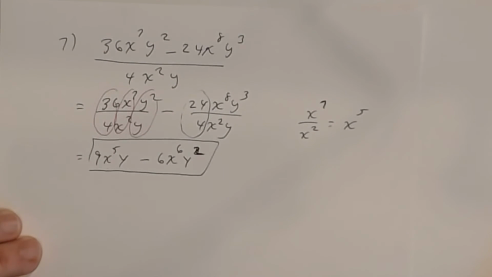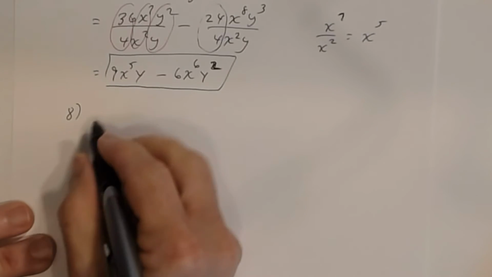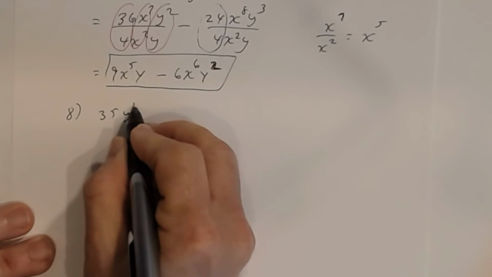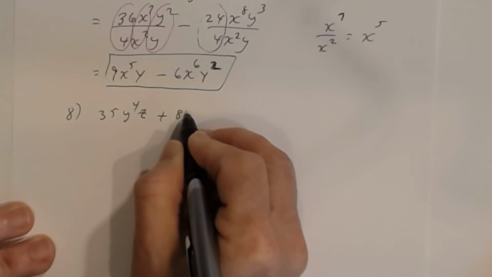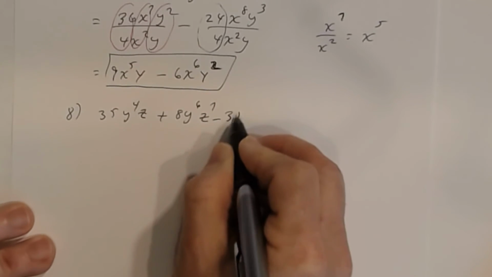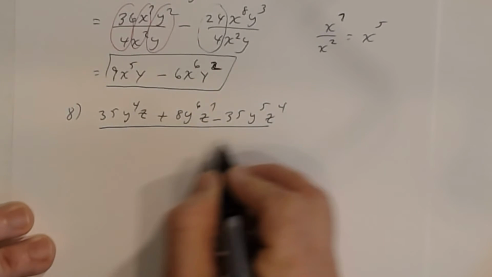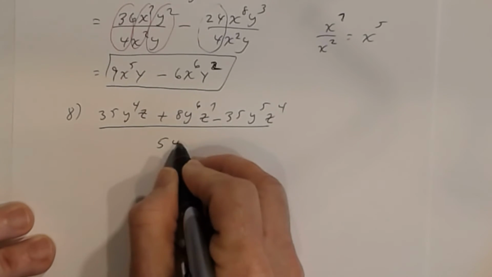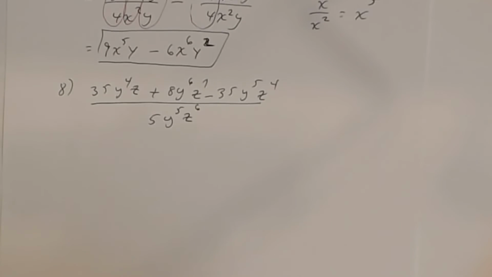You are done. All right, one more, number 8. We have 35 y to the 4th z plus 8 y to the 6th z to the 7th minus 35 y to the 5th z to the 4th, all divided by 5 y to the 5th z to the 6th.